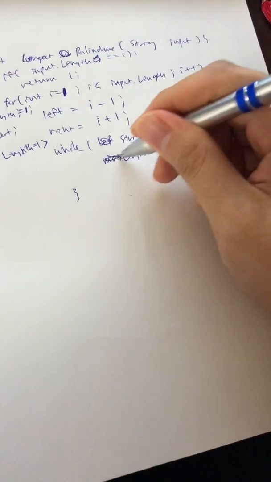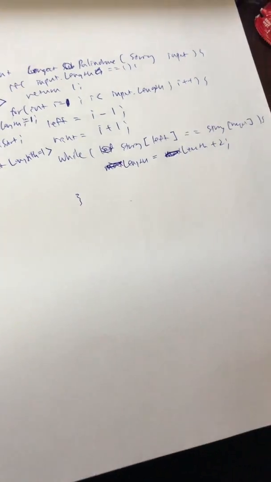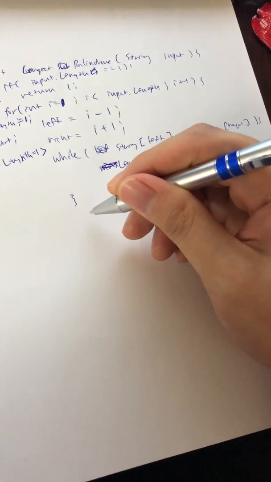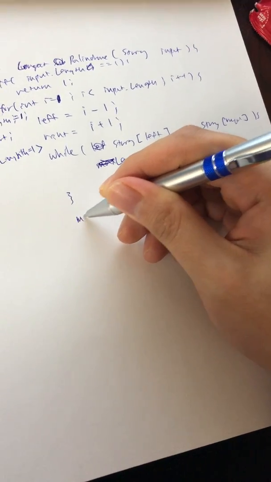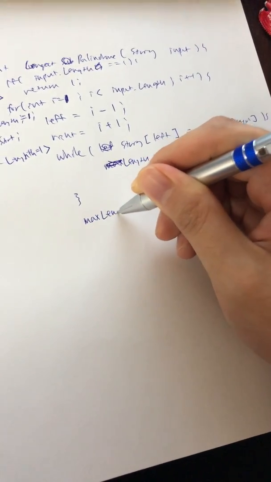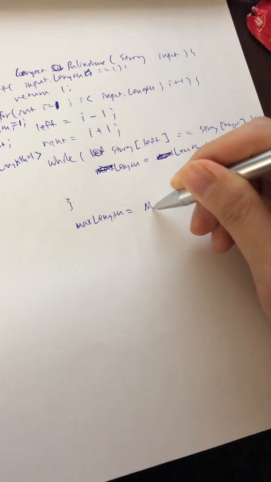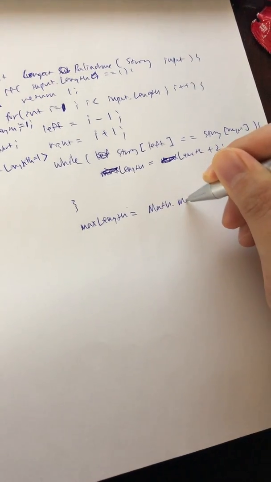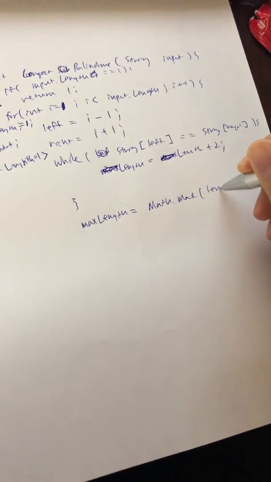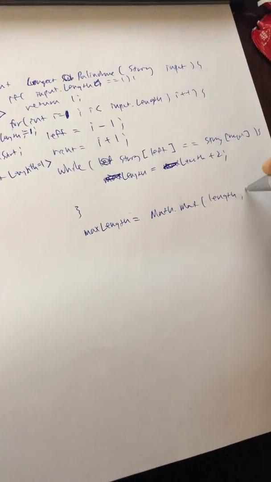So actually, int length equals 1. That should be length, and this should be length. Sorry about that. And max length is equal to math dot max of max length and length.